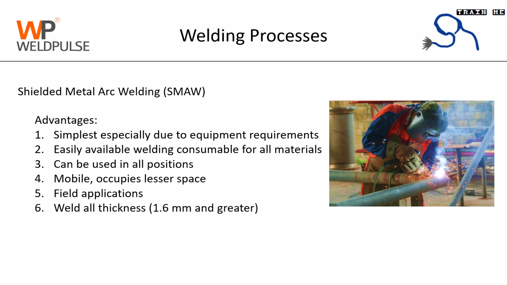Field application is huge as it occupies less space. For limited accessibility areas, SMAW is the best process to use. With this welding process you can weld all base metal thicknesses from 1.6 mm and greater.